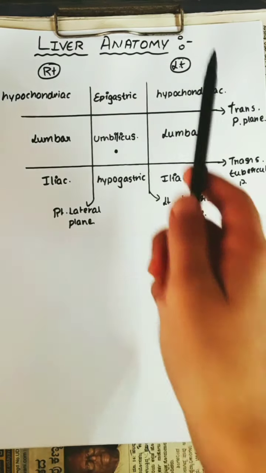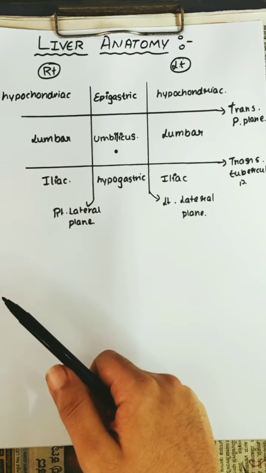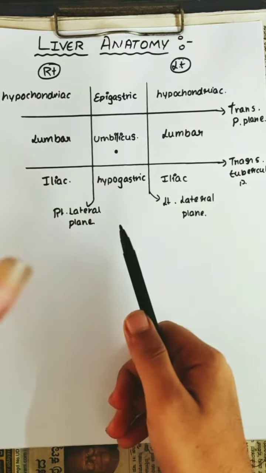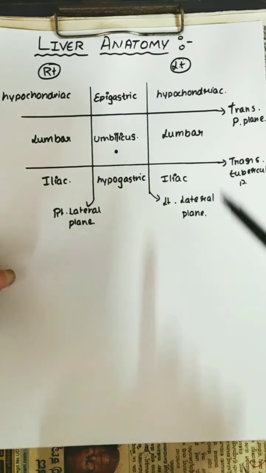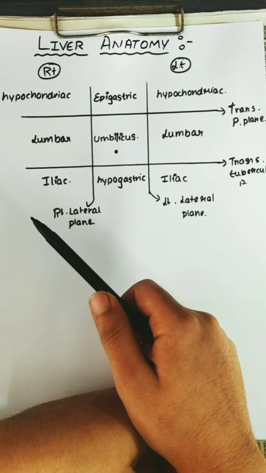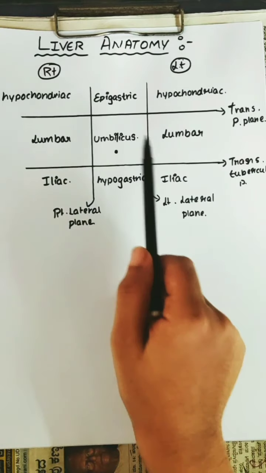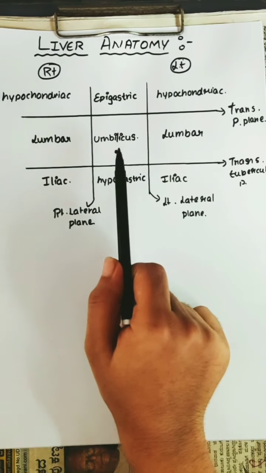Guys, I'll be explaining the liver anatomy. Before going to liver anatomy, you should have an idea about the 9 regions of the abdomen. So first one is umbilicus region, which is present at the center.